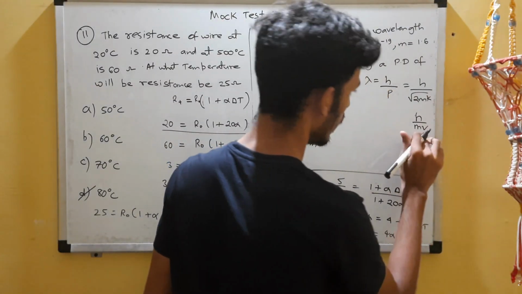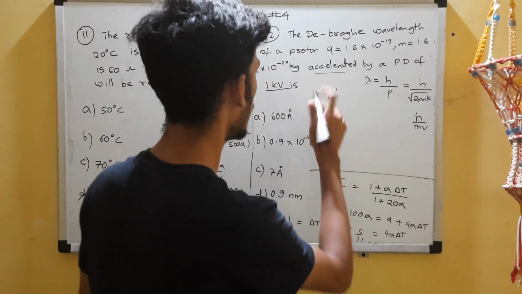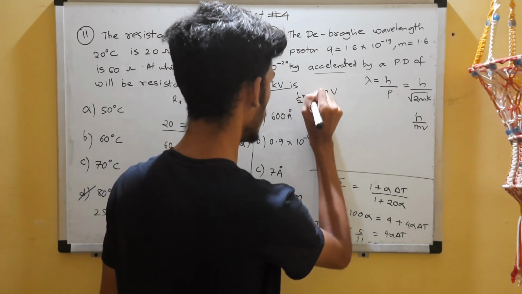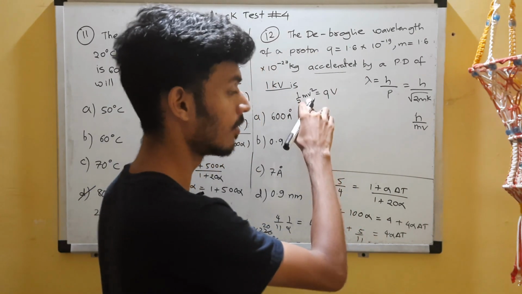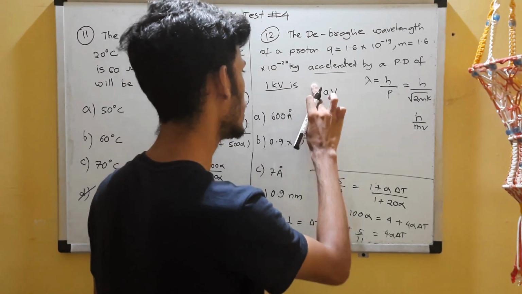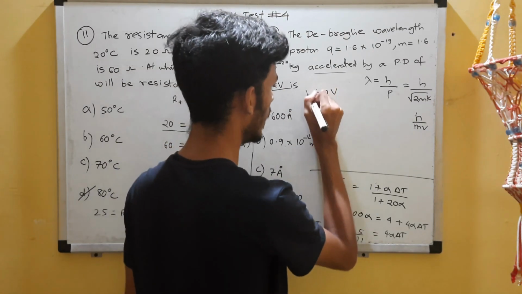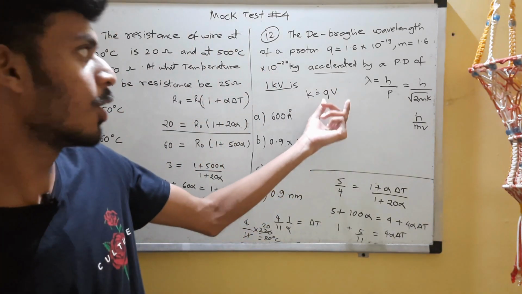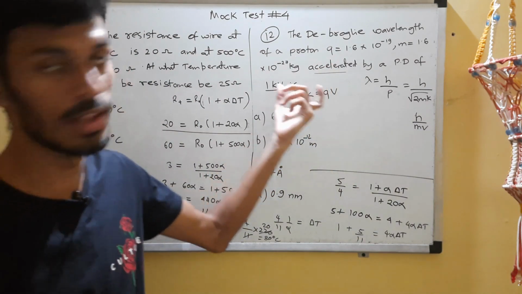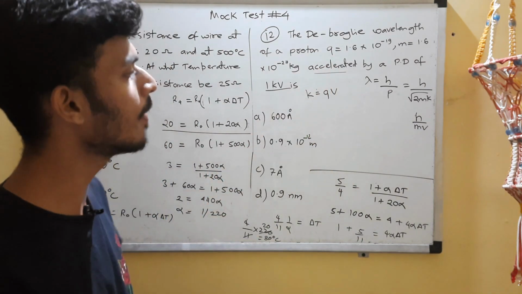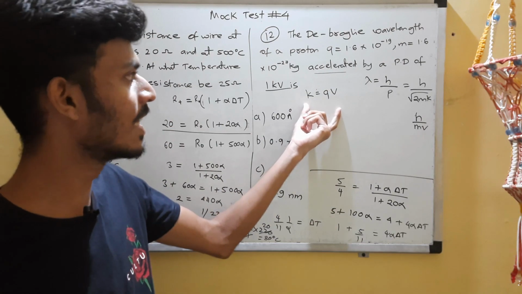H by mv, v you can find using half mv square equals qV. Okay, from here you can find this v, but it will become too complicated, so that's why I'm using kinetic energy directly. Kinetic energy will be q times V, the charge into the accelerating potential. Okay, so this will give us kinetic energy, right?